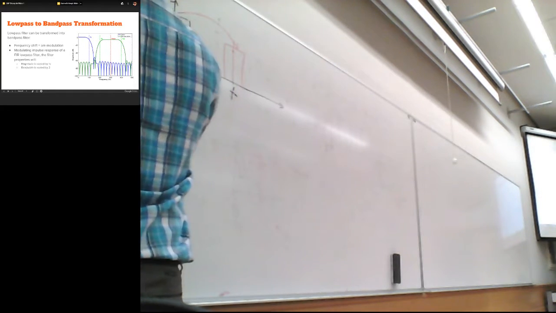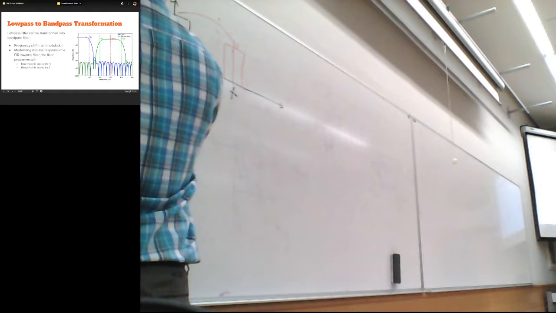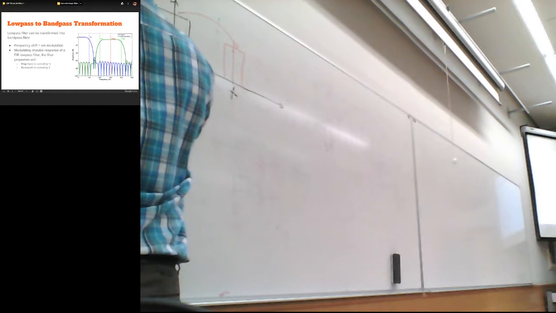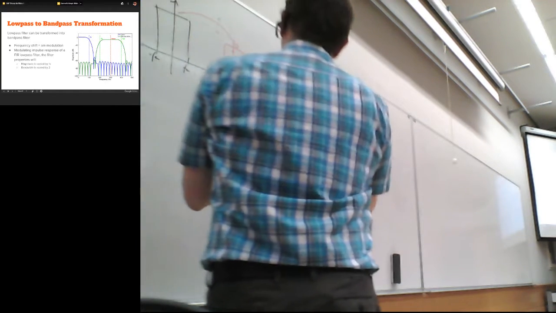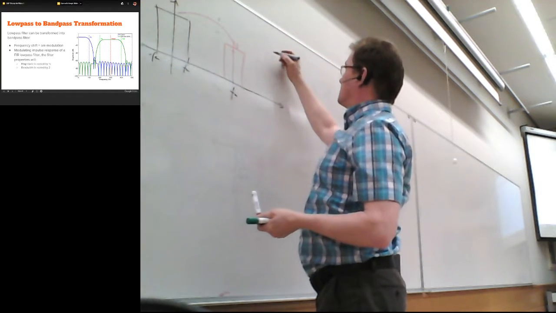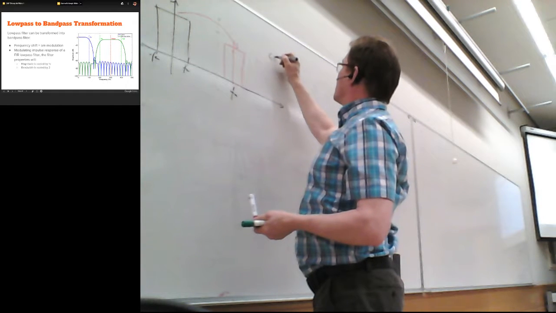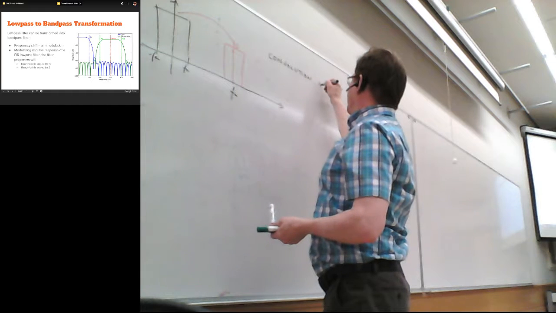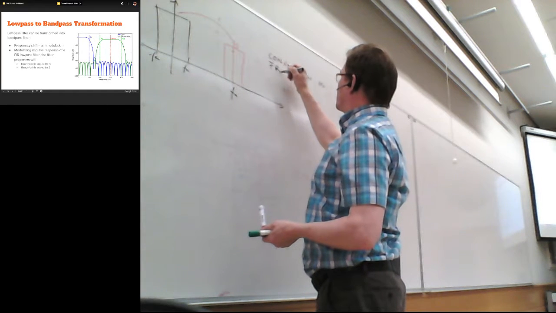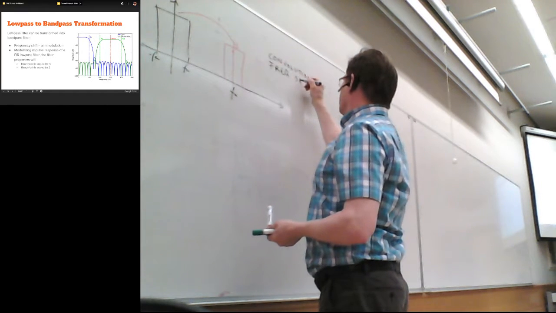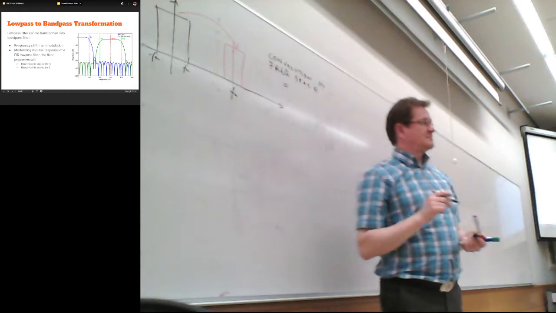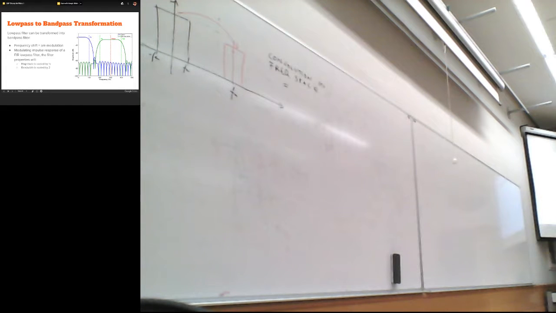Well, don't forget it also transfers the second half here, minus Fm. So, convolution in frequency space equals multiplication in time space.